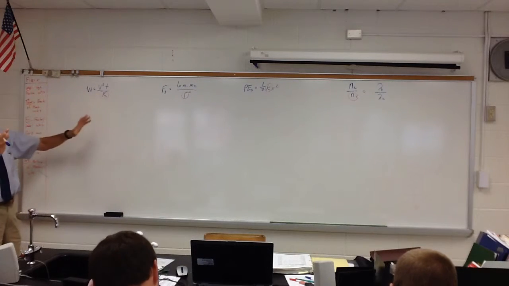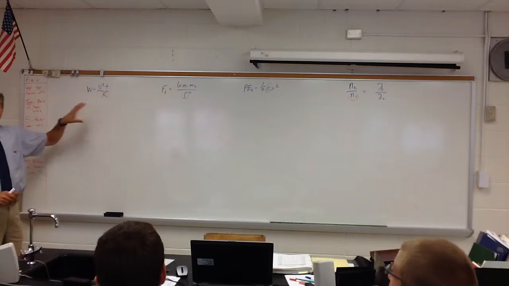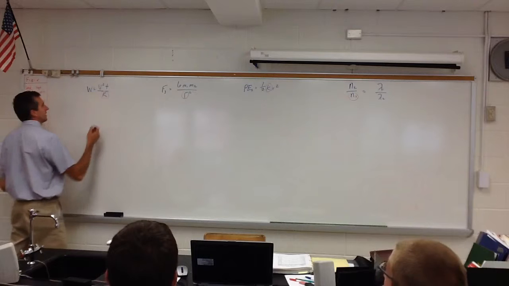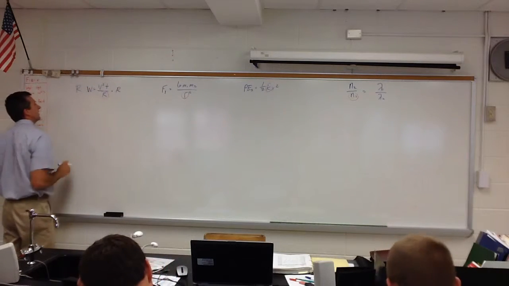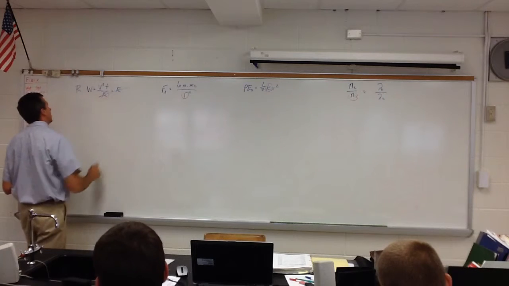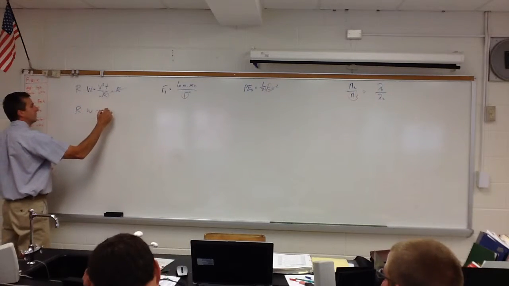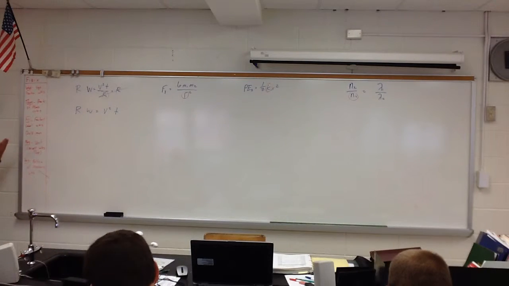I want r equals. And right now, the r is in the bottom. Getting something out of the bottom is a first priority when you're rearranging, and the easiest way to do it is to multiply both sides by the r. That'll cancel here, and that'll leave you with r times w equals v squared times t. So I've moved it to the top.